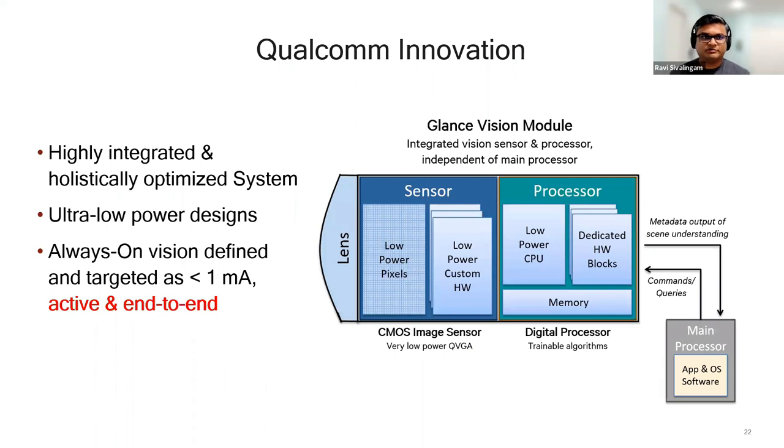So in Qualcomm, we've worked on bringing to you this new vision module, which we call Qualcomm QCC112. And it's a highly integrated and fully optimized system with always on vision with an active end-to-end power of less than 1 milliwatt. So when we mean end-to-end power, this includes the lens, this includes the image sensing, this includes the processing, all the way up to getting the metadata out of the sensor.